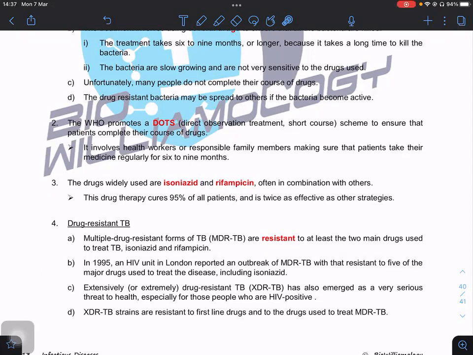Now we have an even scarier part, the extensively drug resistant TB, XDR-TB. It means resistance to the first line drugs and the other drugs used to treat TB, so basically no suitable drug candidate can be used to treat TB because they have already developed resistance. How the resistance is developed, we're going to discuss in the next lessons when we look at antibiotic resistance.